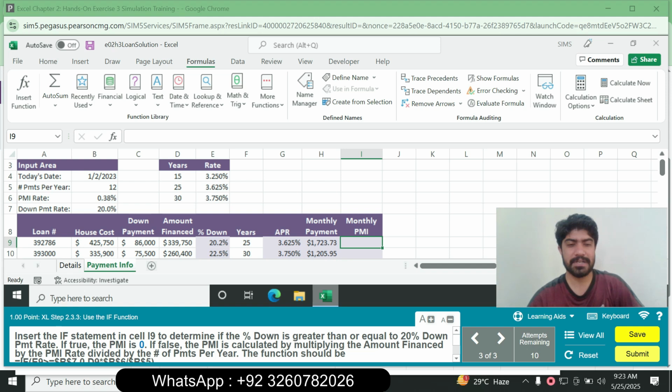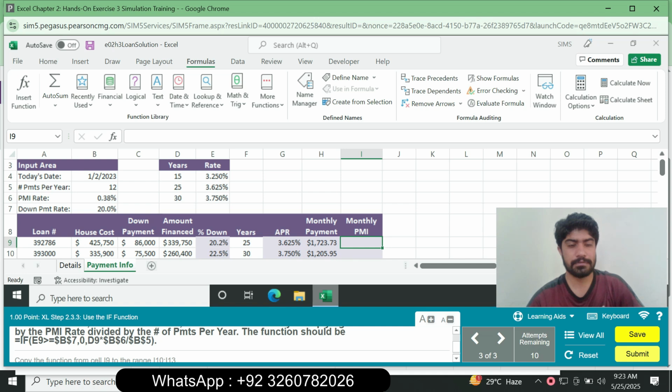Insert the IF statement in cell I9. Determine if the percentage down is greater than or equal to 20% down, PMI rate, and if true, the PMI is 0. If false, the PMI is calculated by multiplying the amount financed by the PMI rate divided by the payments per year, and the function should be typed: equal IF E9 greater than or equal to B7, 0, D9 multiplied by B6 divided by B5.